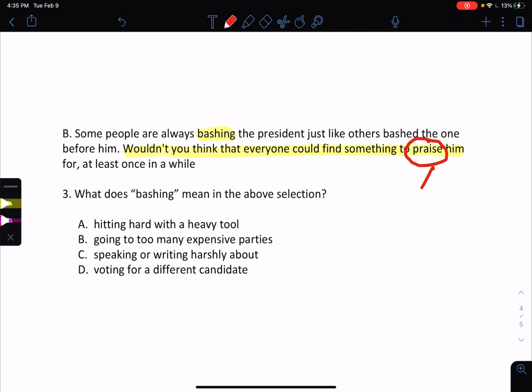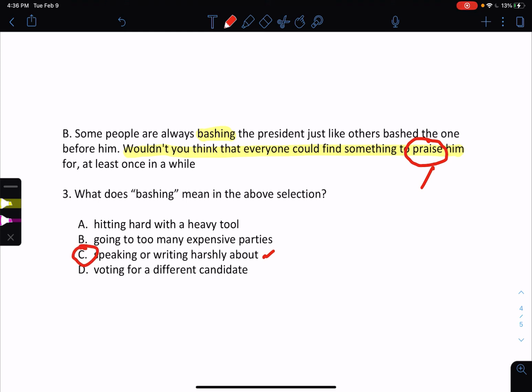What does bashing mean in the above section? Hitting hard with a heavy tool? No, it's the opposite of praise. So what is the opposite of praise? Going to many expensive parties? Nothing to do with praise. Speaking or writing harshly about? Voting for a different candidate? The answer is C. I hope you guys see why.